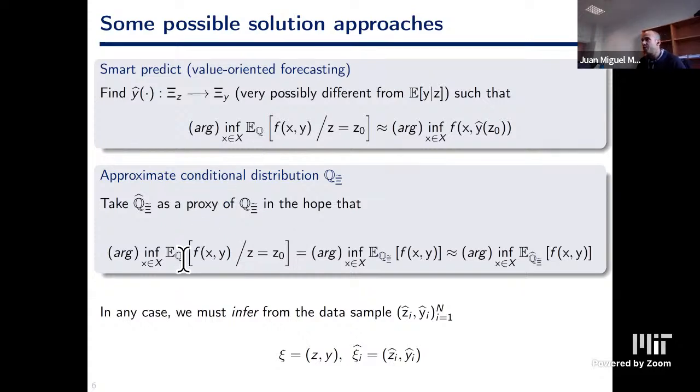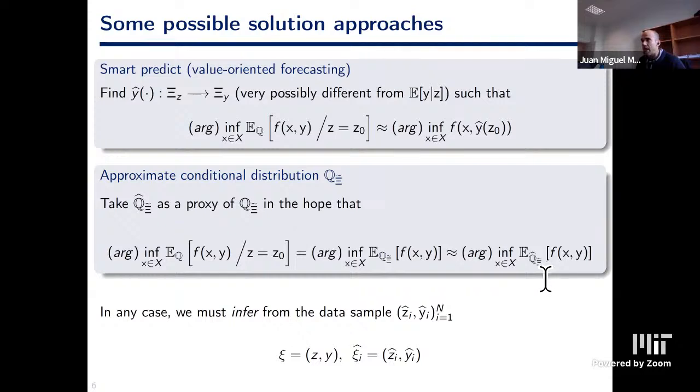The last approach that we're going to discuss in this presentation is totally different from the rest. It's a different philosophy and consists in using the data, the same data, to get a proxy, this proxy that we represent with the hat, of the conditional distribution of Y given Z equal to Z0, in the hope that this approximate conditional stochastic program, because this is another conditional stochastic program, like the previous one here, which is deterministic. But this is a conditional stochastic program where the expectation is taken over that proxy that we have made for the true conditional distribution, which is unknown, the Q tilde.